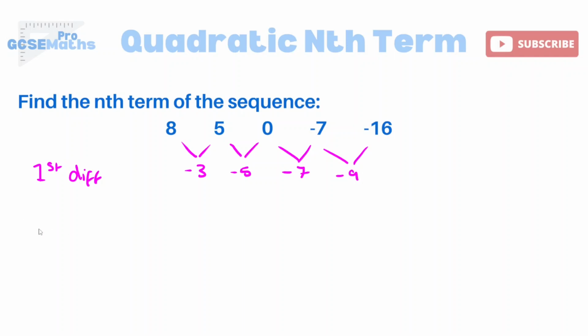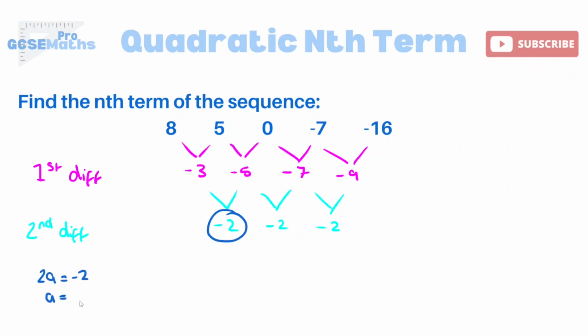Okay, second difference will come out as the same thing. So this is minus 2, isn't it, every time? Minus 2, minus 2. Now we're going to just equate it to the expressions that we have. So we know that minus 2 is equal to 2a, isn't it? So a in this case is now actually minus 1. So divide by 2, a is minus 1.